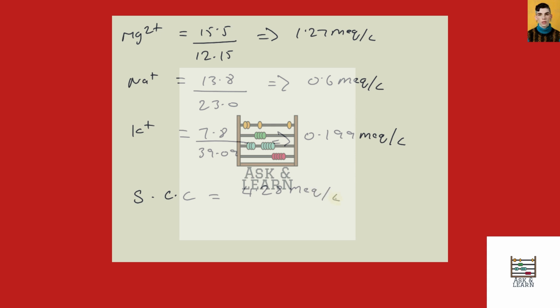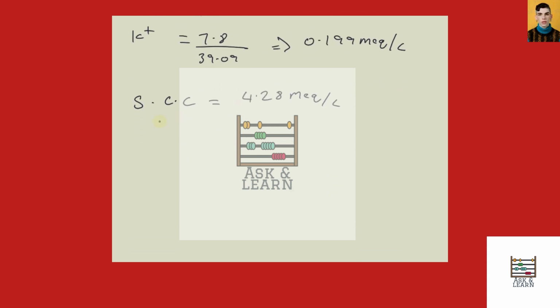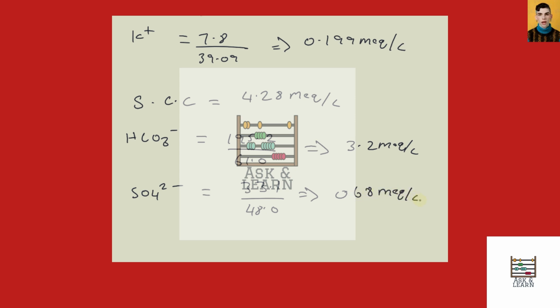Following this, we do the same for the anions, where they are converted into their milli-equivalent weight concentration. So for carbonate, it would be the given concentration divided by its equivalent weight, and we would have it to be equal to 3.2 milli-equivalent per liter. For sulfate ion, we would have it to be equal to 33.1 divided by 48.0, which would be equal to 0.68 milli-equivalent per liter.